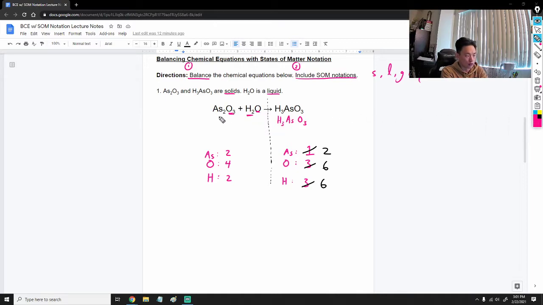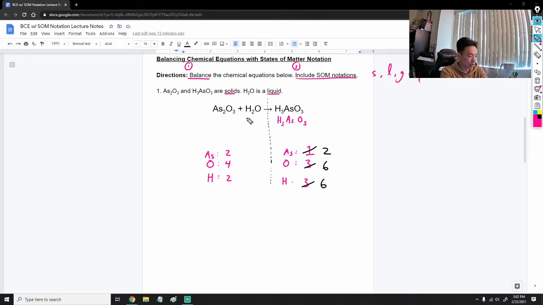So if you notice, oxygen is on both molecules. There's oxygen here, and there's oxygen here. But we need to fix up oxygen and hydrogen. So we're probably going to want to add more H2O, right? Because if I add more of the As2O3s, I'm going to mess up this As number, and I don't want to imbalance it again. So we're probably going to be adding more H2Os.